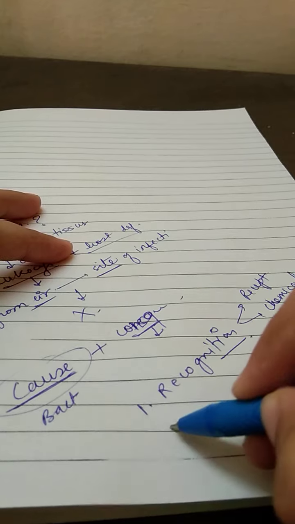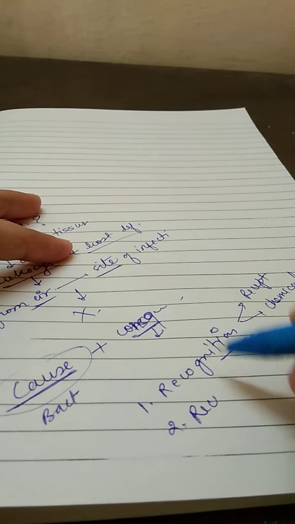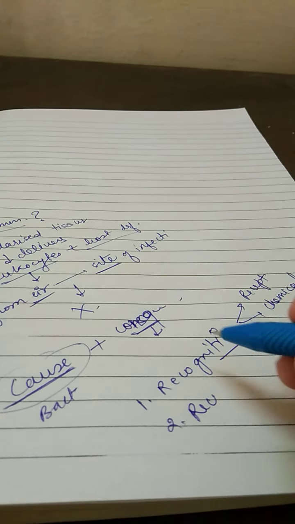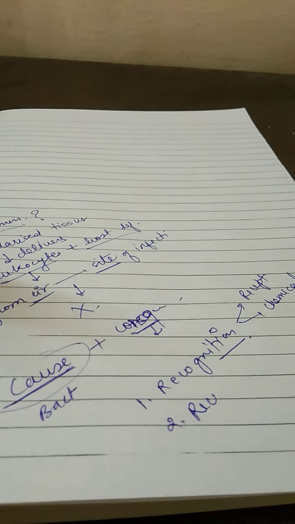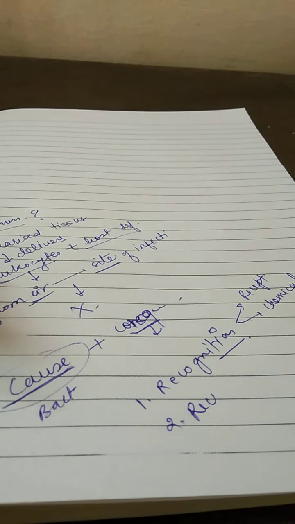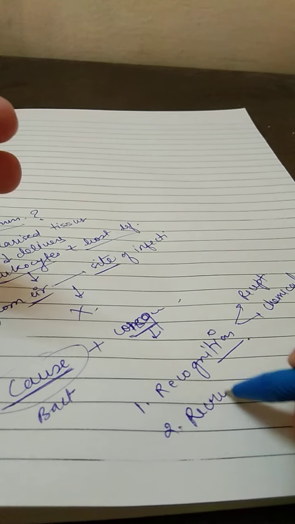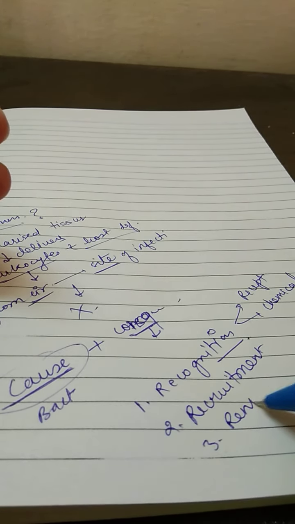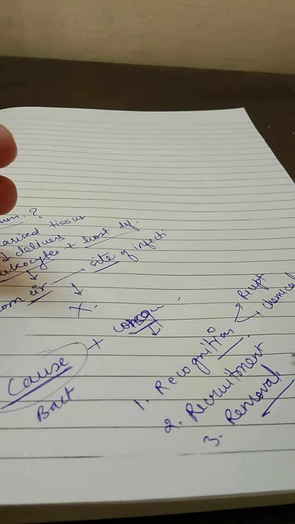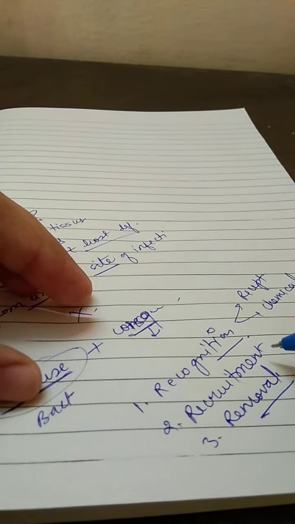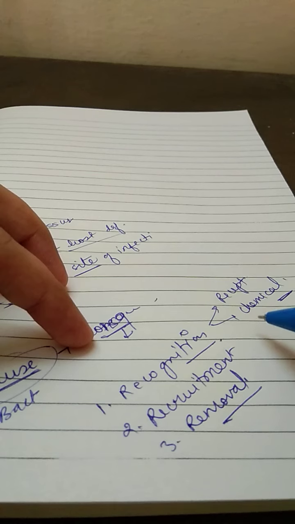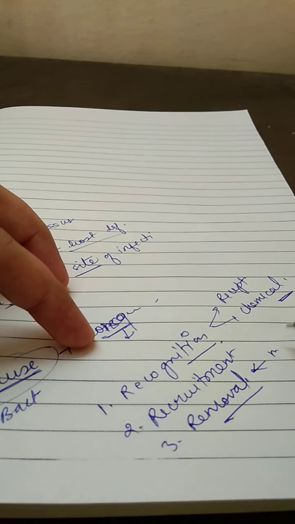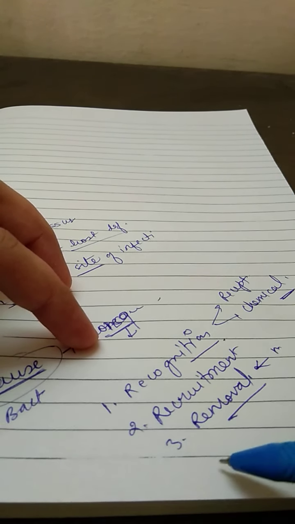Second is recruitment. What is recruitment? In Hindi it translates into the word bharti. So we'll be recruiting the various leukocytes to the site of infection so that they can destroy the microorganism. Third is removal. Removal means the leukocytes are going to the place of infection and they are removing the microbial agent.